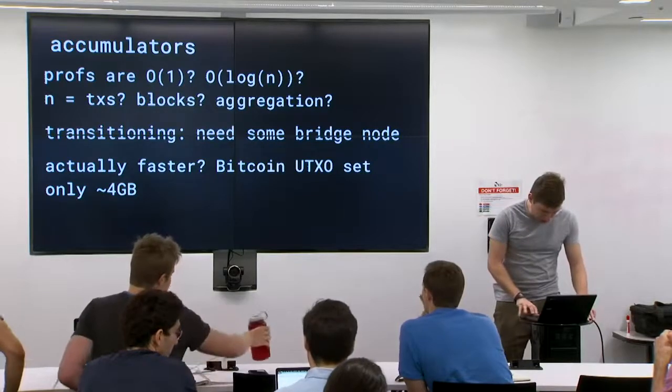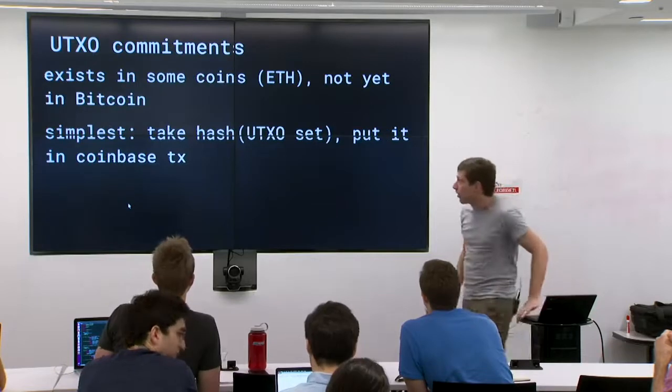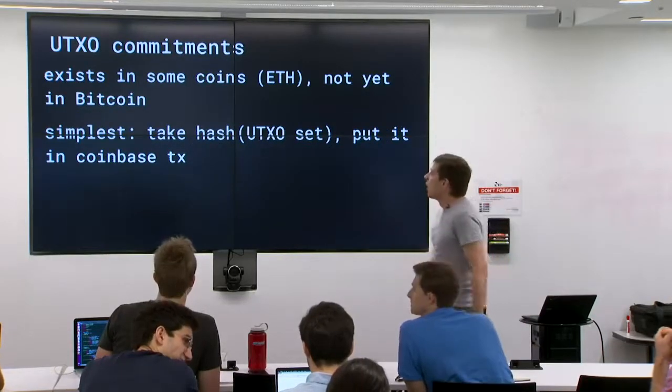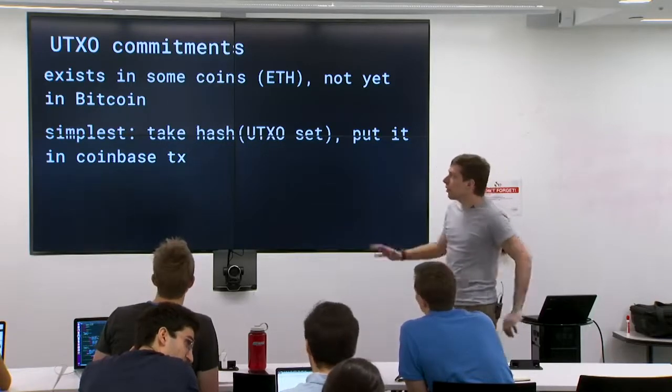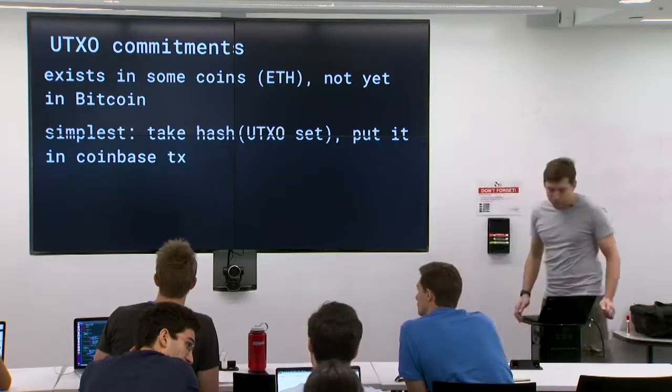Okay, other things. I'll do one last one, and then we can maybe end a little early and talk about projects if you want. UTXO commitments, which is somewhat in the same region as accumulators, a little bit different idea.